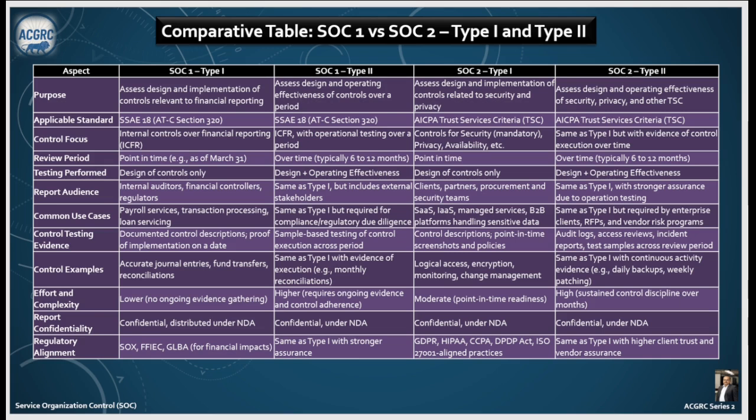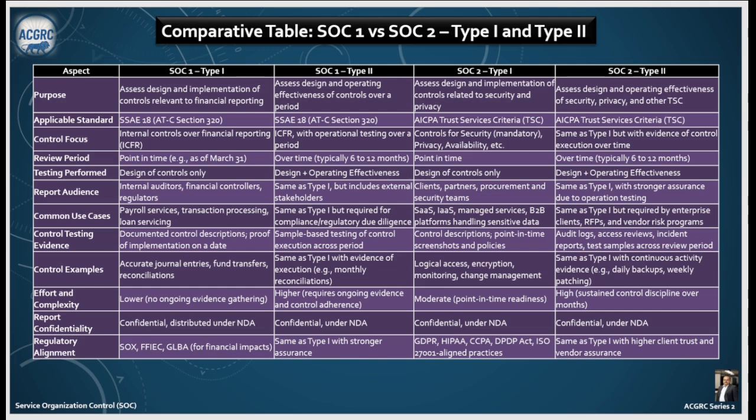Same. Type 1, SOC 2 is design review. Type 2 is operating effectiveness. Design, operation. Okay. Design, what is that you claim is your process. Operating, what you actually do. What you do, does it match with your design, or are you way different?